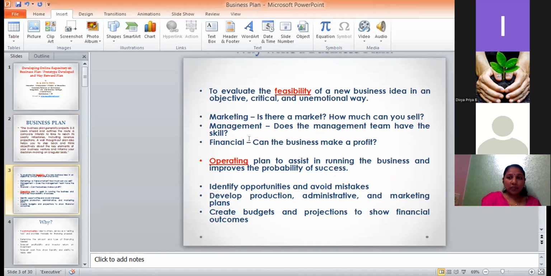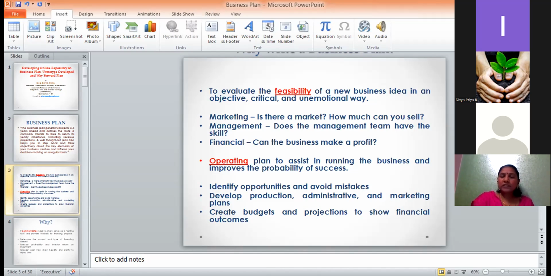Without knowing about the skill of the people you have appointed for your organization, you have to check their skills and capabilities, because without applying skill and knowledge, no business can survive. Definitely, they should require some skills to execute all the actions. And financial: can the business make a profit? So you have to check all these three, considering all aspects. And you should not give way to emotions. That is what is important.